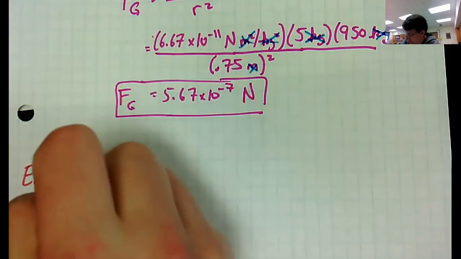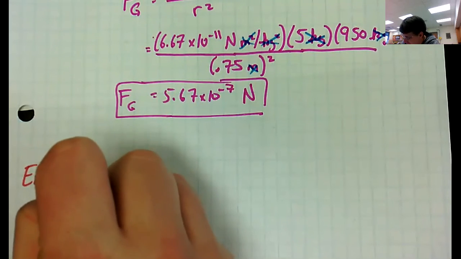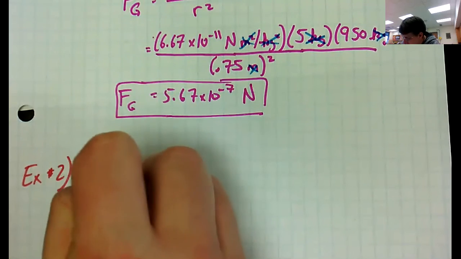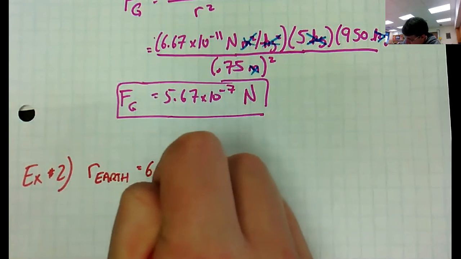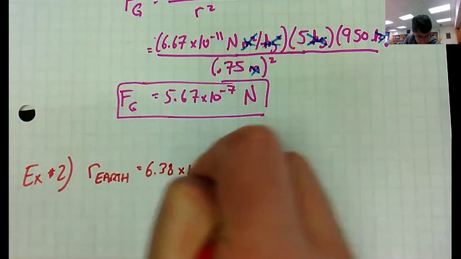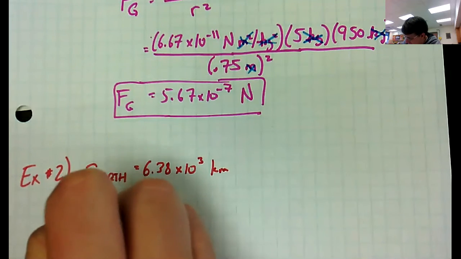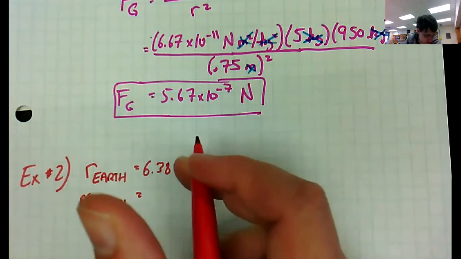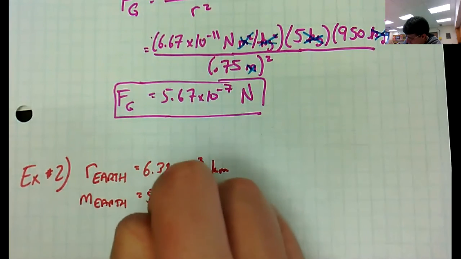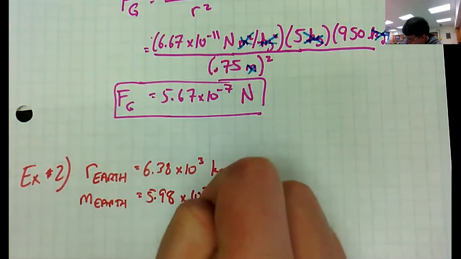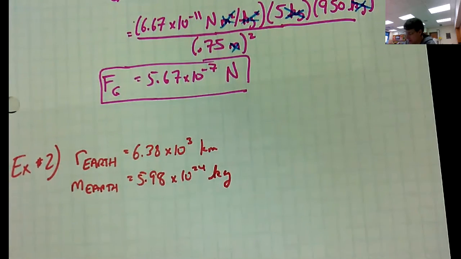So I'm going to give you some background information. First of all, the radius of the Earth, you're going to need this in a second, is 6.38 times 10 to the third kilometers. And the mass of the Earth is 5.98 times 10 to the 24th kilograms. So these are just things that the problem will tell you.